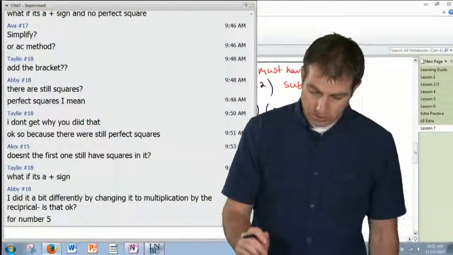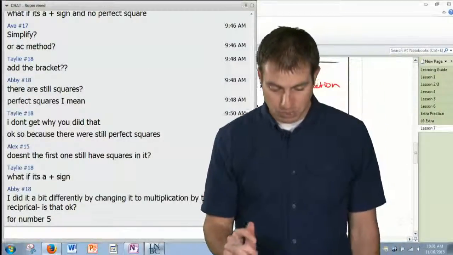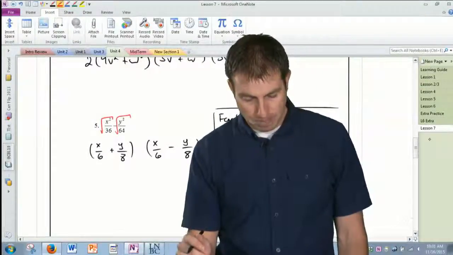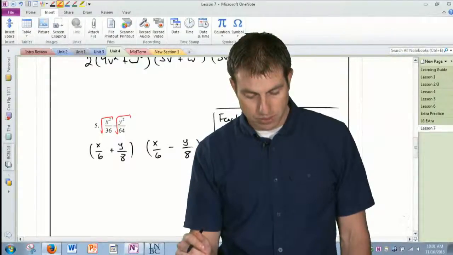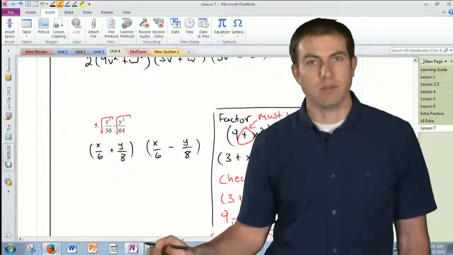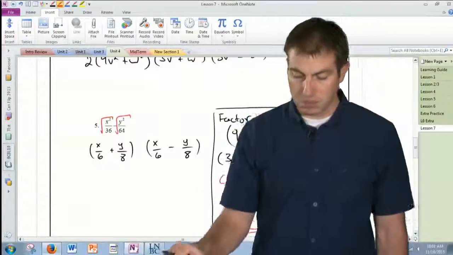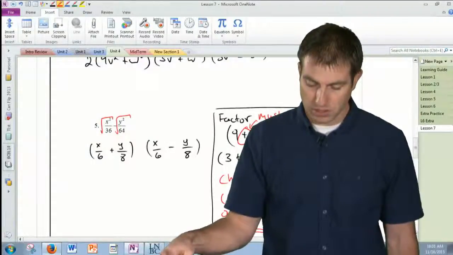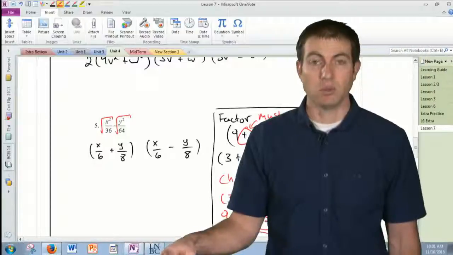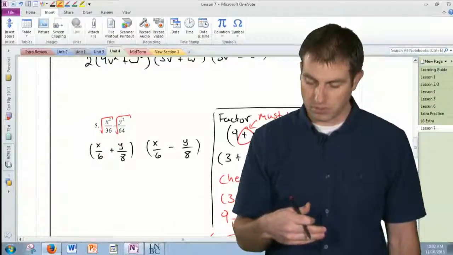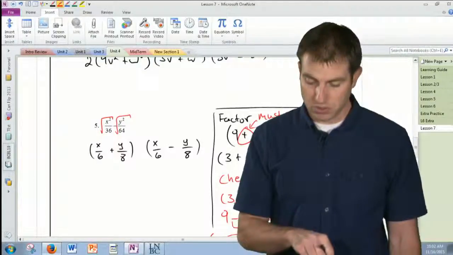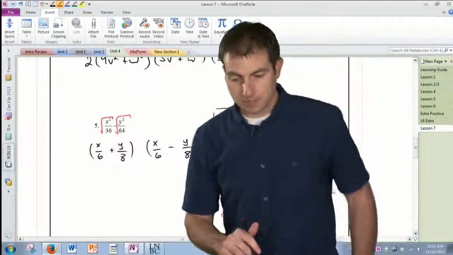Now, I did it a bit differently, changing to multiplication by the reciprocal. Is that okay for number 5? So you just got rid of your denominators and then factored it. I don't see any problems with that. If you don't like dealing with fractions, you want to get rid of them, then that's fine. You'll end up with the same answer, you would just probably have to simplify at the end to get rid of something. So any which way you want to do these, you're good to go. If you want to do it that way, that's fine. There's nothing wrong with that.